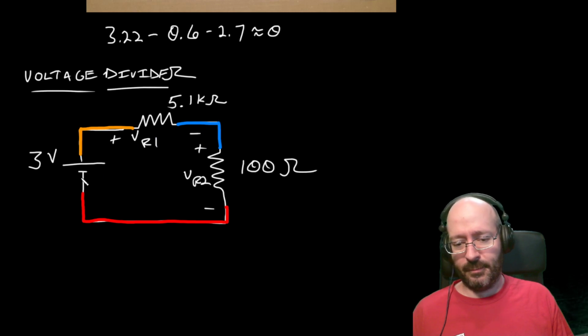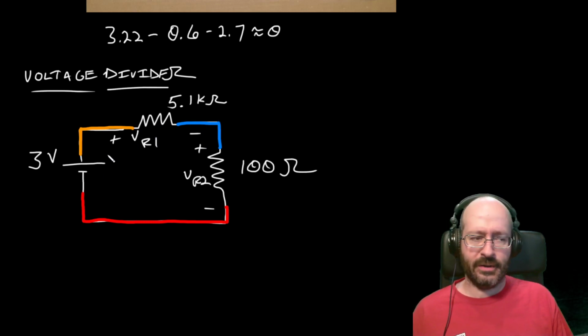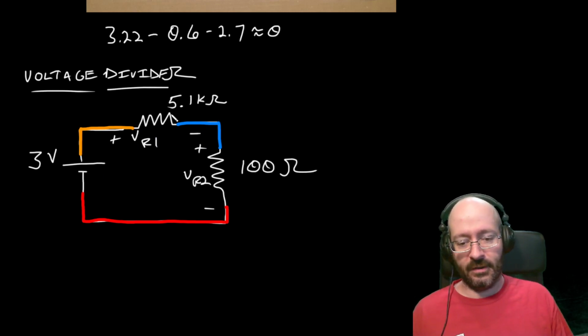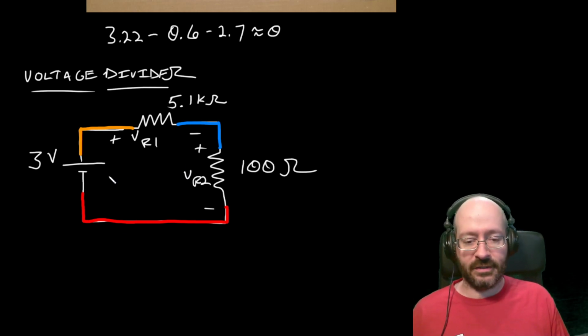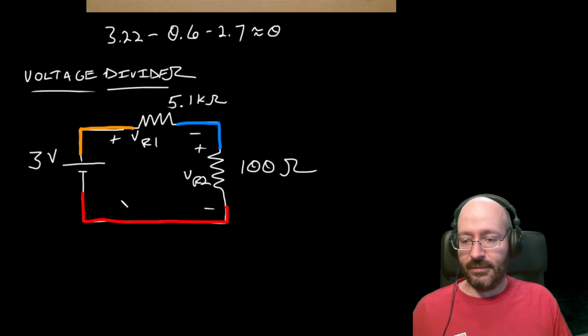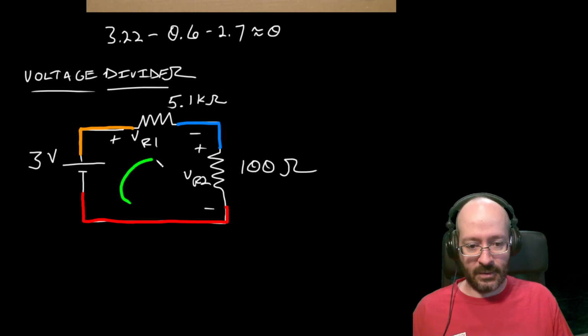R1 and the battery share the orange node exclusively, so those are in series. So that we can say that these two are also in series, and they happen to share the red node exclusively. So everything's in series. There's only one current flowing through this. Okay, so there's only one current.